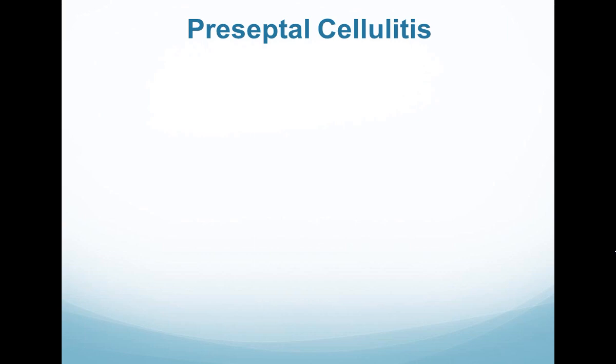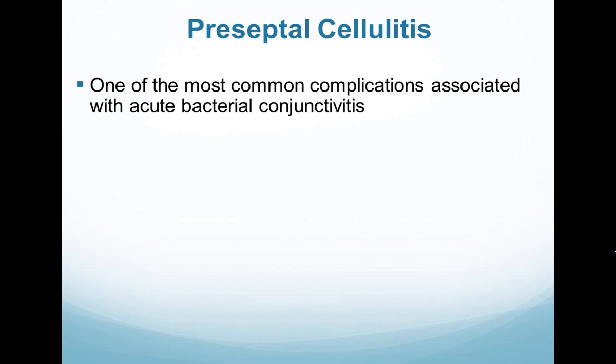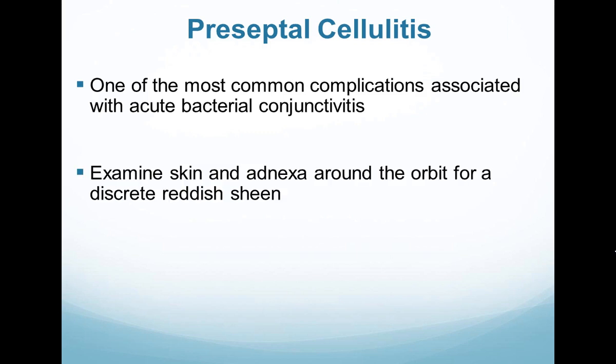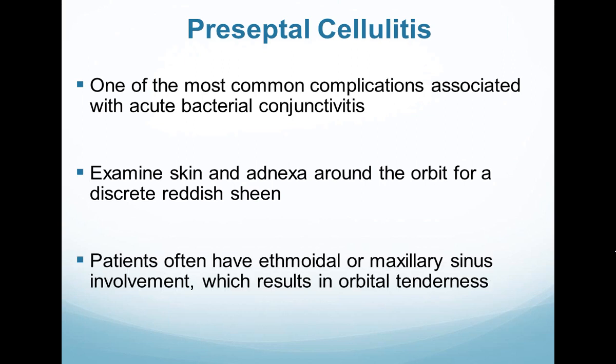I kind of got it. But I will educate colleagues, because I'm amazed at how important it is to look for that reddish sheen, which is an indication of preseptal cellulitis. It is a common complication in children, not in adults. And the reason is because H. flu does tend to cause preseptal cellulitis, ethmoidal and maxillary sinusitis, and can even lead to other more severe things like encephalitis. So it's real important to look for that in children.